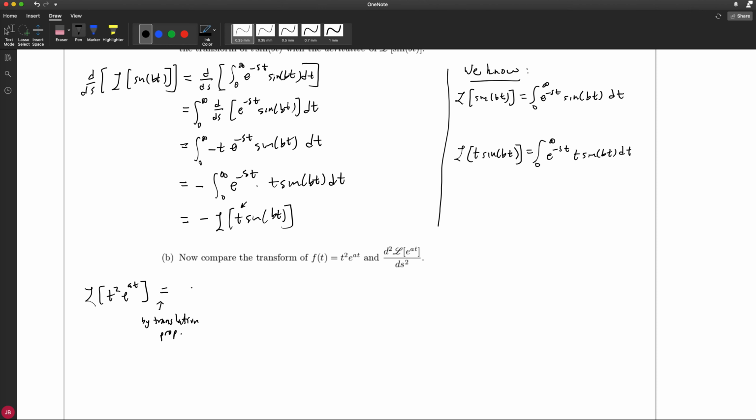This is the Laplace transform of t squared evaluated at s minus a, right? The Laplace transform of t squared is 2 over s cubed, so I replace s by s minus a. And there we go, right?